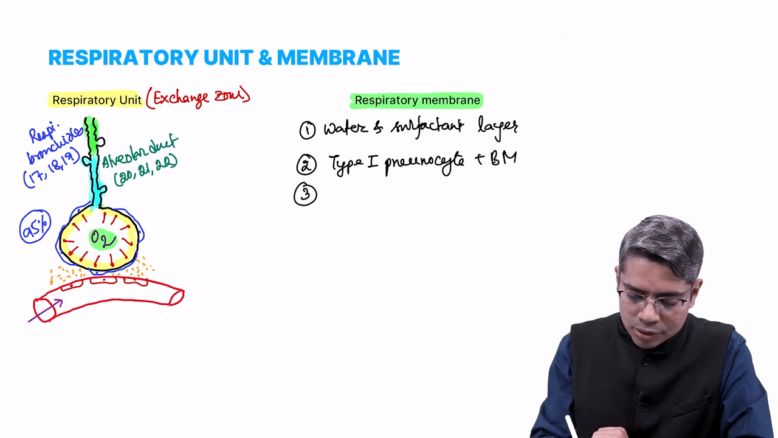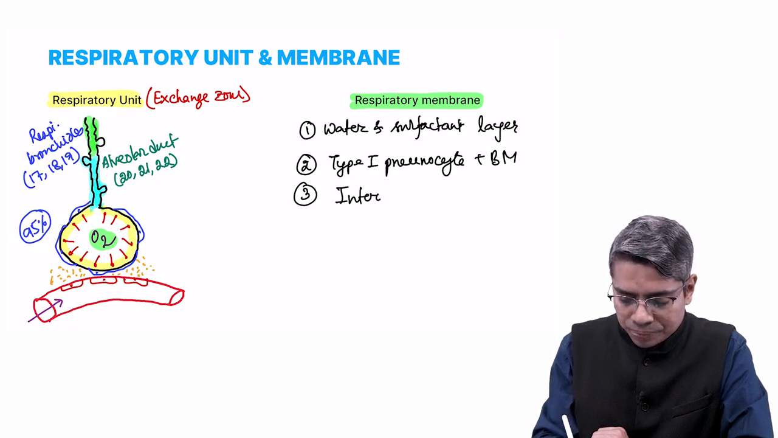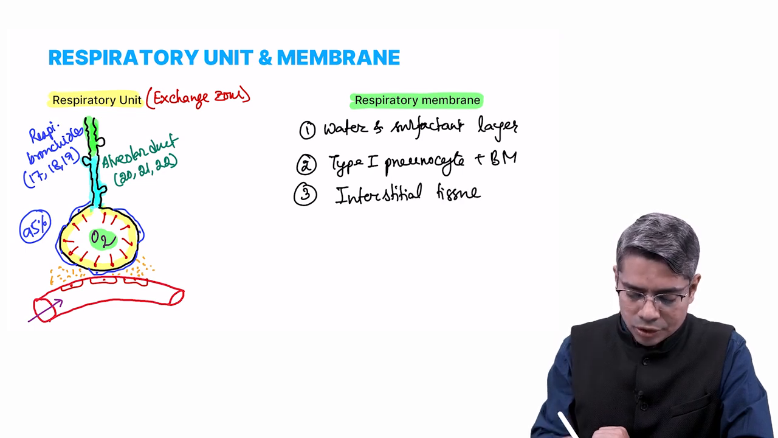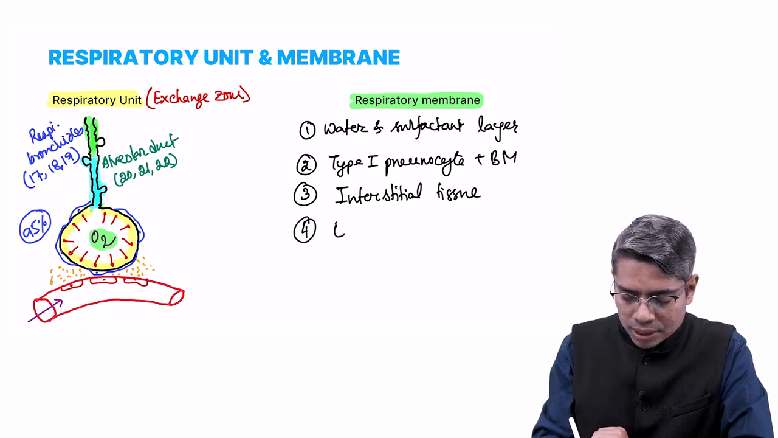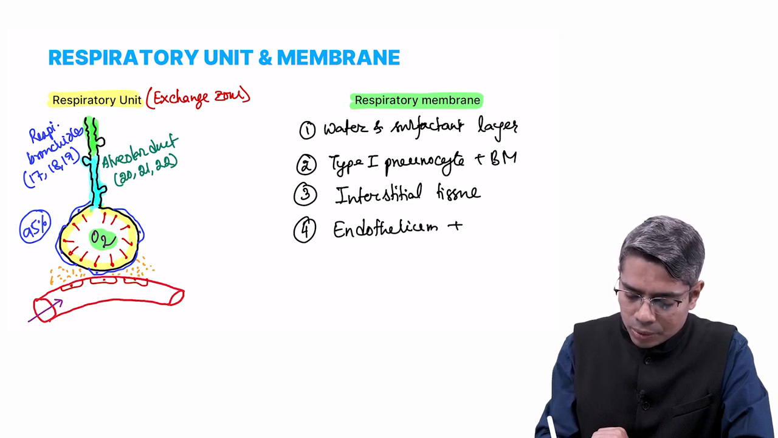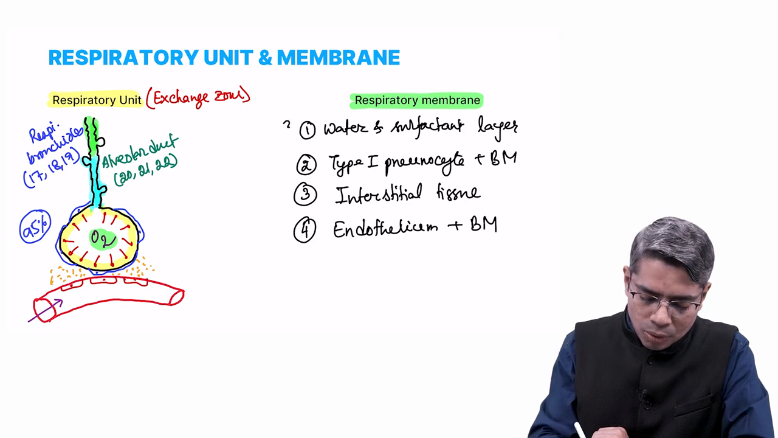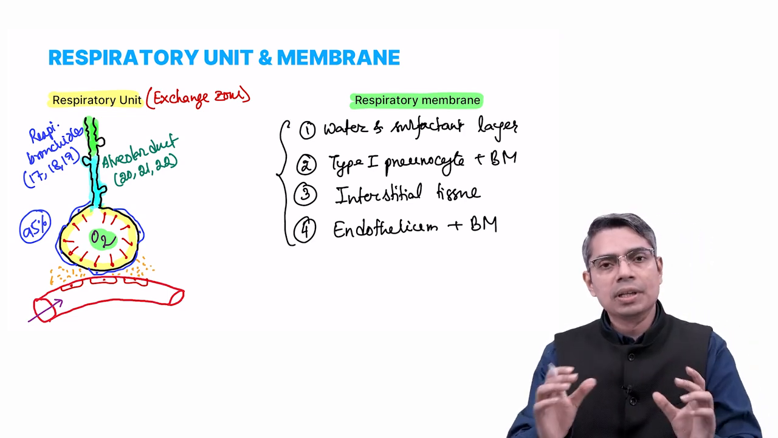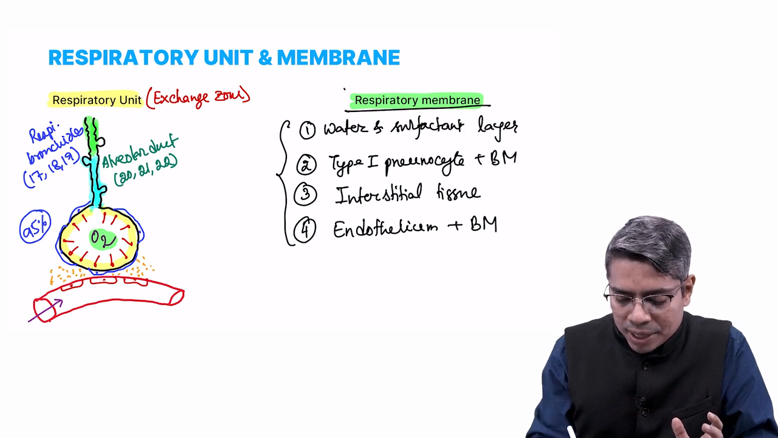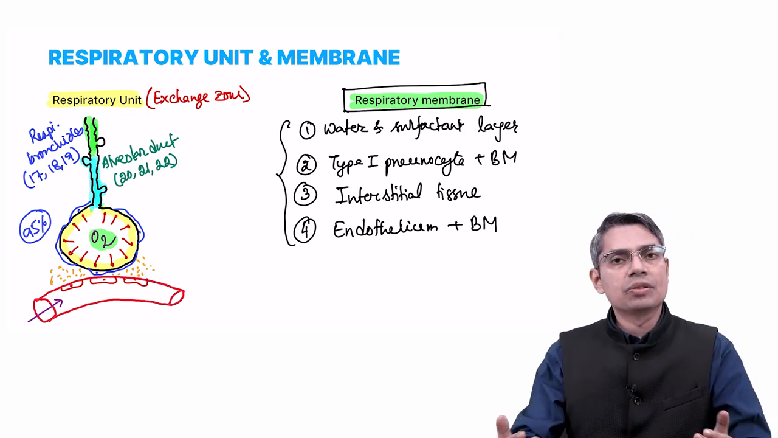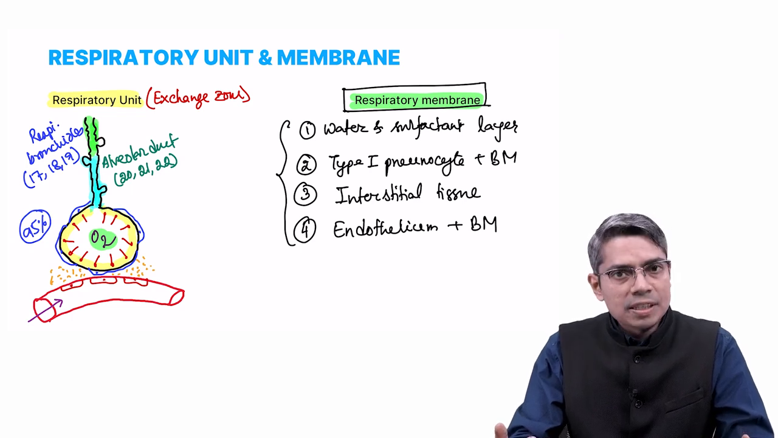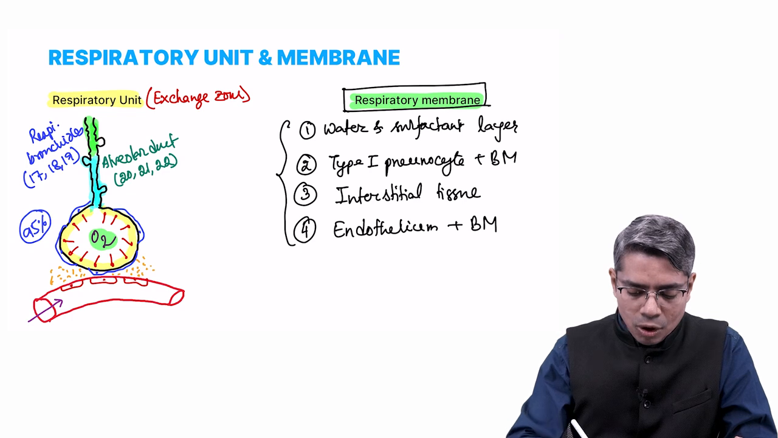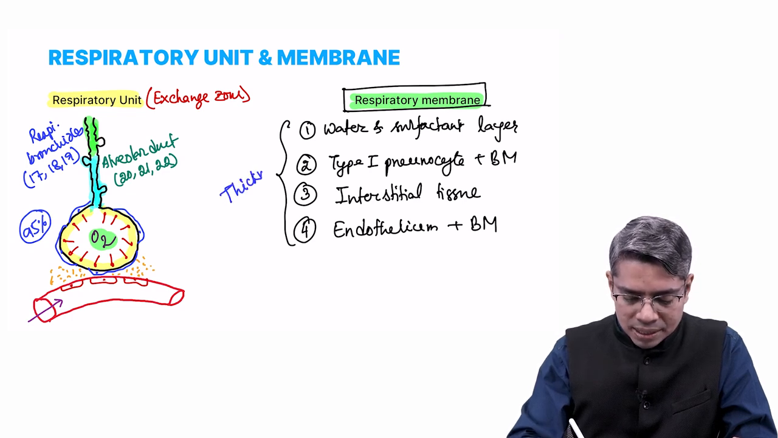And third, it has to cross the interstitial tissue of the lung, and then the endothelial cell of the capillary with its basement membrane. So all these components as a whole are known as the respiratory membrane through which gas exchange is going to happen. Now this respiratory membrane has a thickness of only 0.6 micrometer.